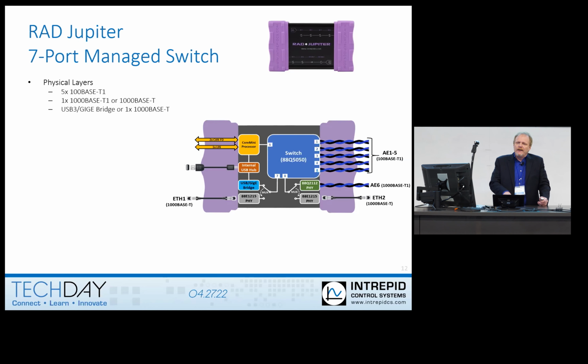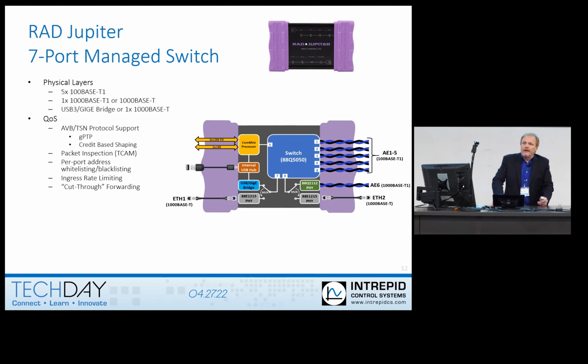And then the other one can either be 1000BASE-T or switch over to a USB bridge, which when it's configured as a bridge and you plug it into your laptop, it basically enumerates as a network adapter in Windows, just like one of those USB to Ethernet dongles.